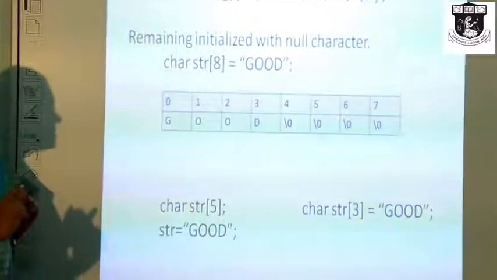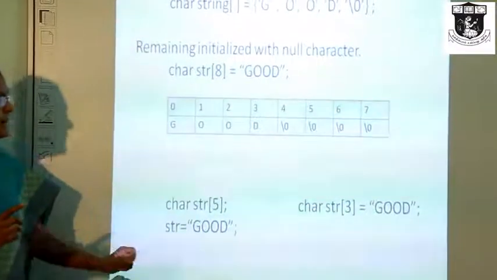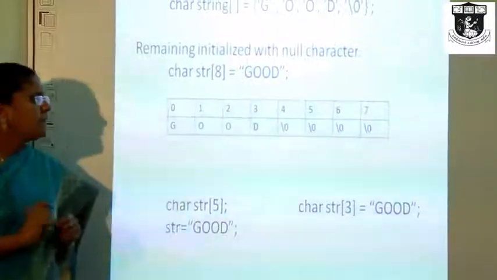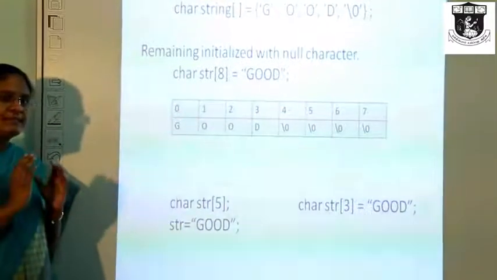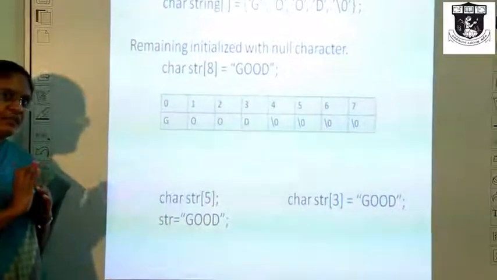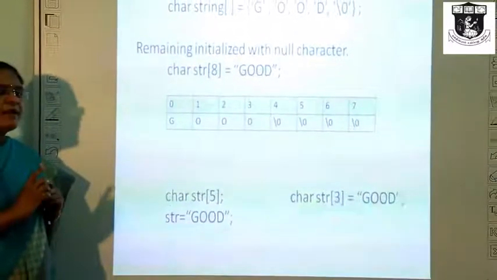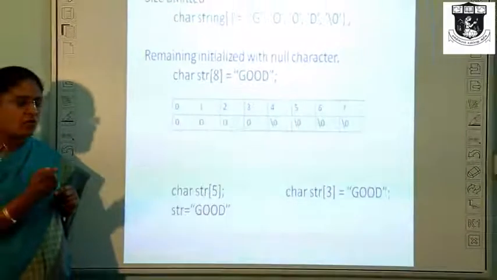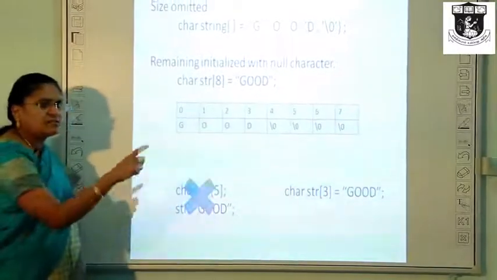Now the next question you'll be having is, suppose the size is less, what happens? That is a depiction which is given clearly down. char str[3] = "good". The size of str is 3, the number of values is 4, that is good is 4. Now what happens? It is invalid. It is wrong. So that is one depiction which will be given. There is a cross mark, which means it is wrong.